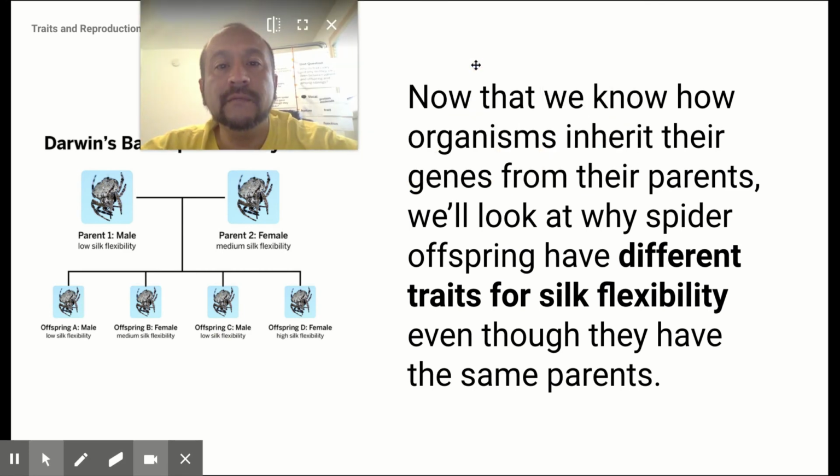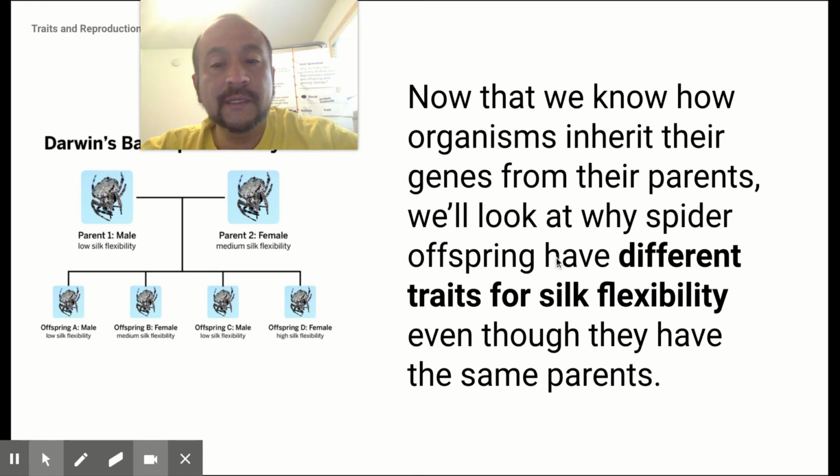And now that we know how organisms inherit their genes from their parents, we'll look at why spider offspring have different traits for silk flexibility, even though they have the same parents.